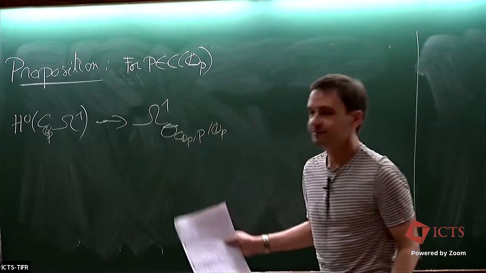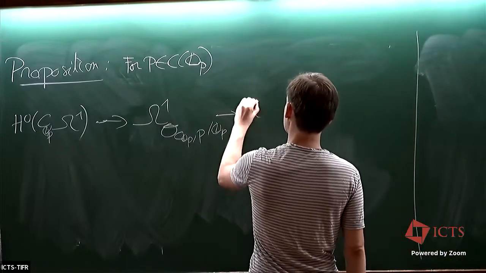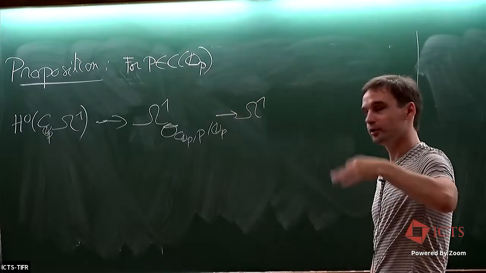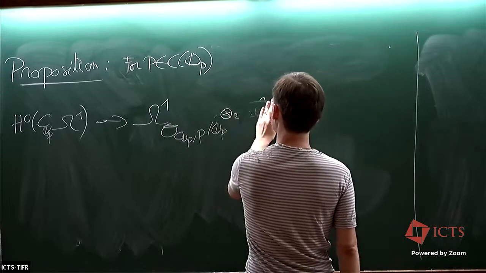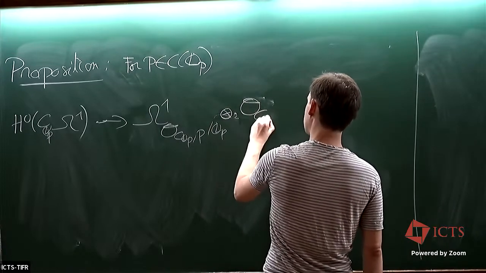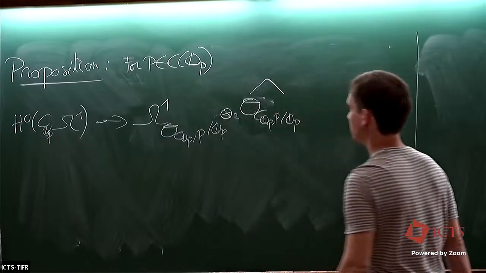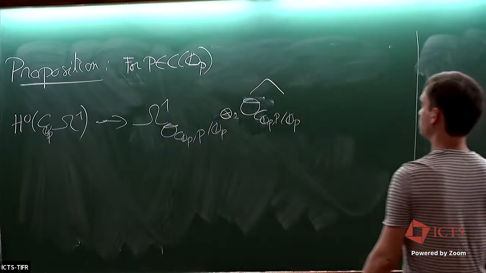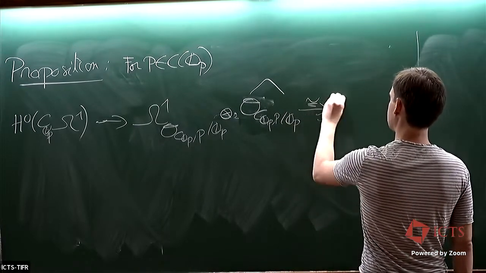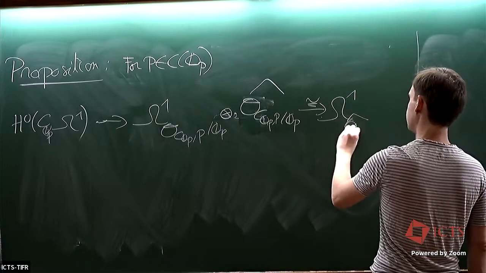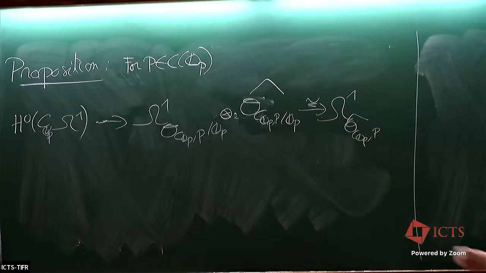Well, this is not very easily described, so I'll do the same as I did yesterday. I'll go to the completed ring. So I tensor with the completed local ring at P over Q_p here. And this turns out to be the same thing as omega 1 of the completed ring. And why is it good? Well, now I know what to do.